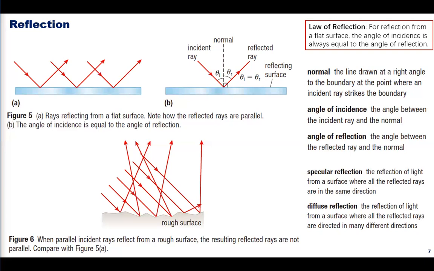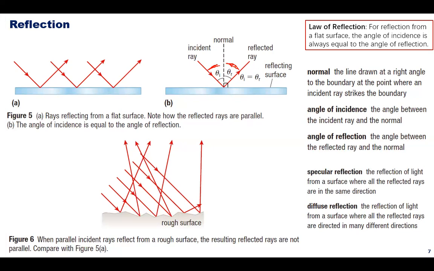So consider the reflection of light from a flat mirror. The normal line is a reference line drawn at the right angle to the surface of the mirror. The angle of incidence is the angle between the incoming or incident ray and the normal, which is here. Right? This is the angle of incidence. On the other hand, the angle of reflection is the angle between the outgoing or reflected ray and the normal, which is here. This is called the angle of reflection.